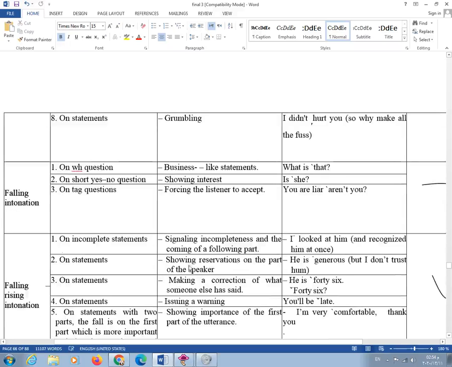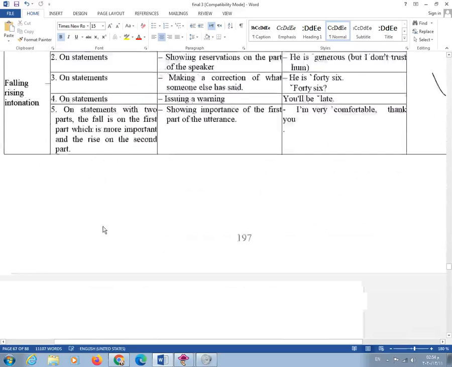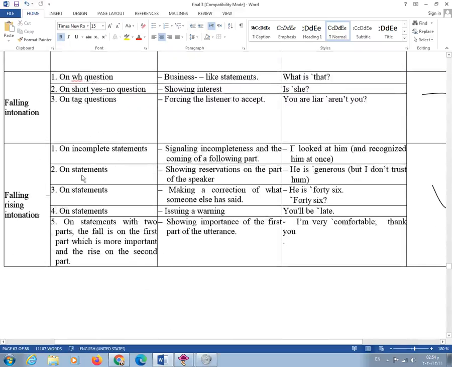Falling-rising intonation. We have additional functions. For example, on incomplete statements, signaling incompleteness and the coming of a following part. For example, I looked at him and recognized him at once. Okay.